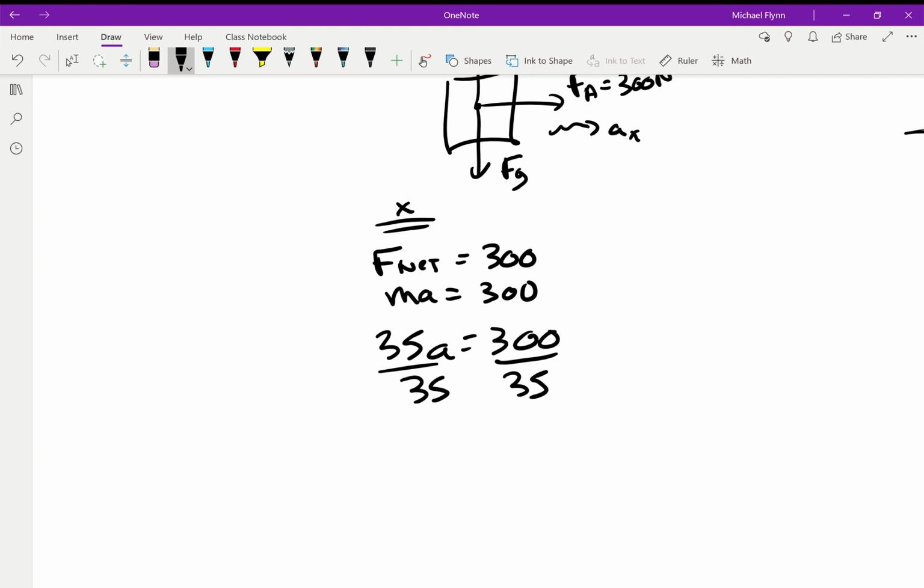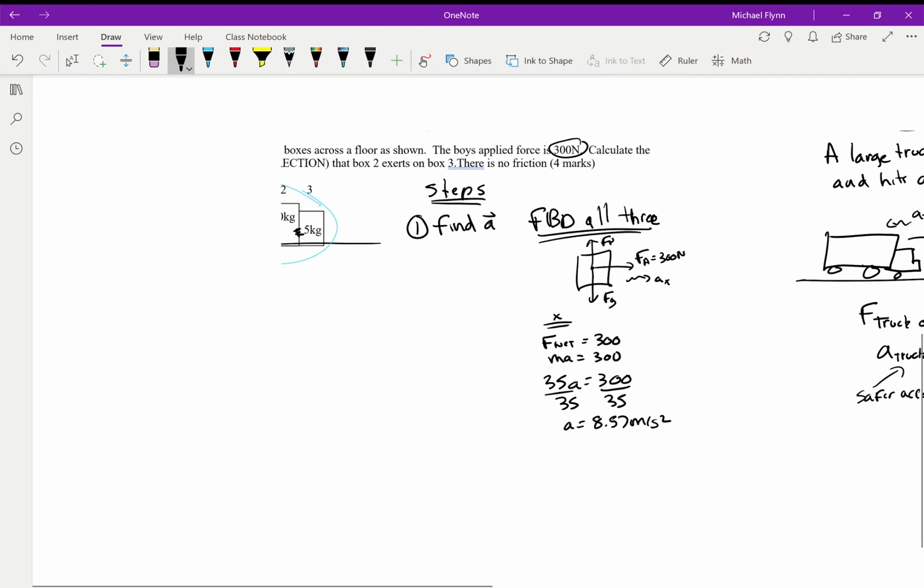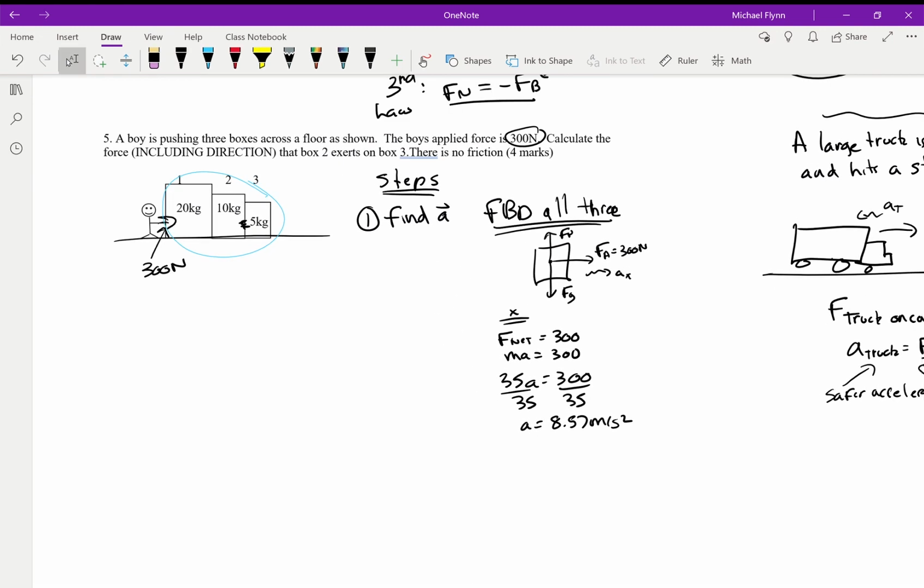Okay, so it's going to be 300 divided by 35, which is 8.57 meters per second squared. So I get 8.57 meters per second squared, okay? And that's the acceleration of my system. That's a pretty significant acceleration. He's pushing pretty hard though, 300 newtons is pretty hard on such a small set of boxes there, okay? So that's step one.